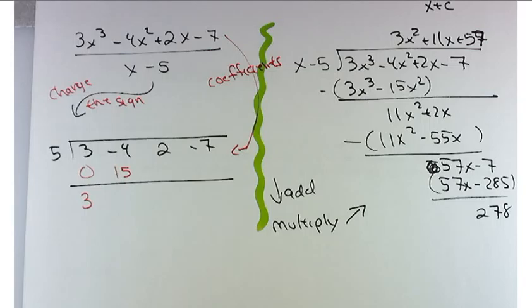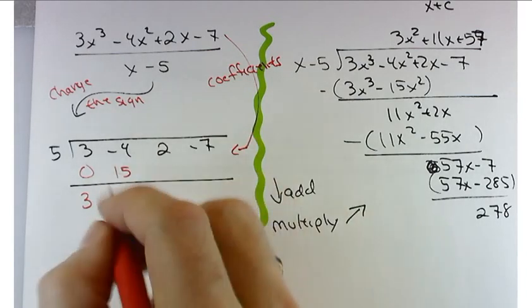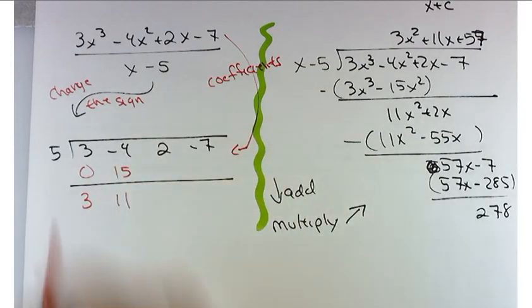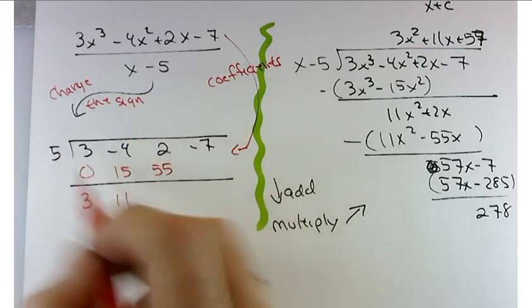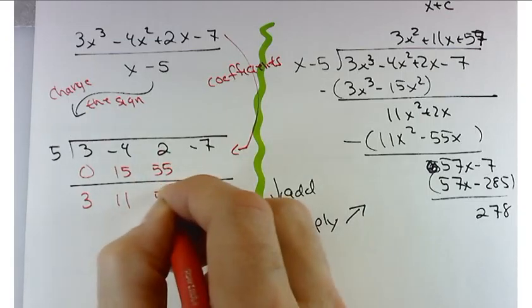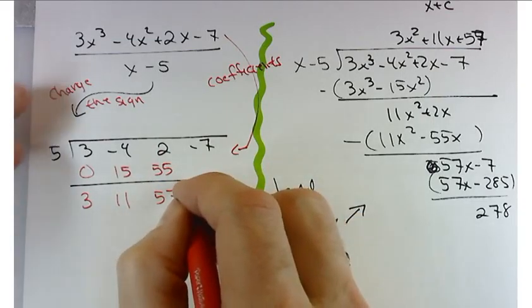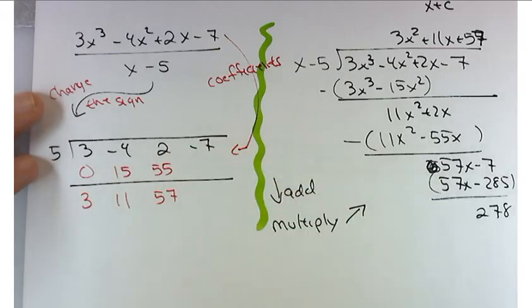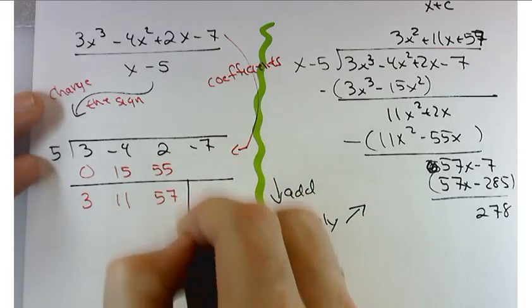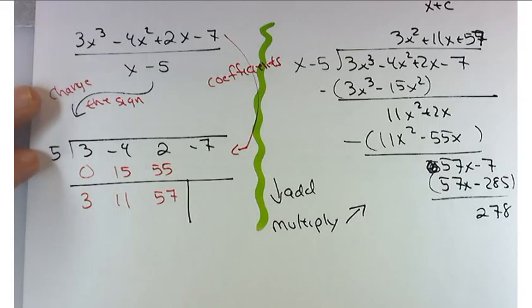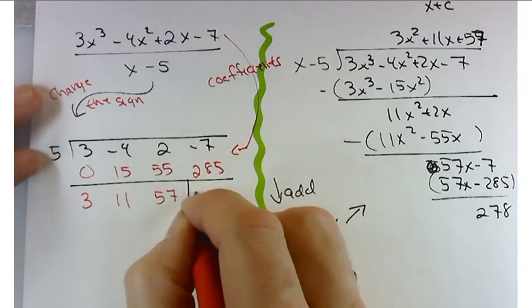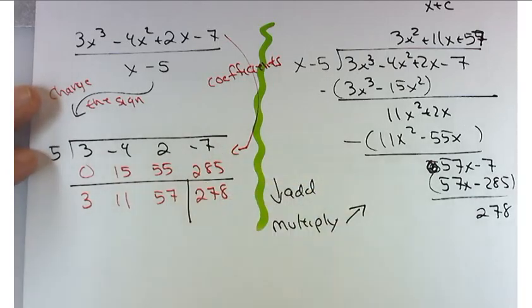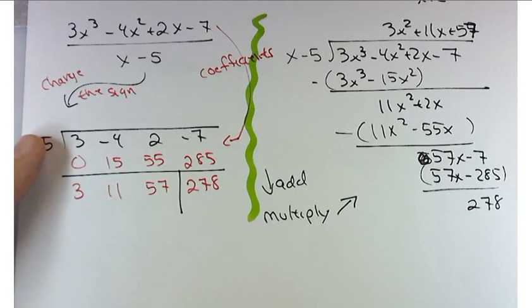Now this process repeats itself. So add going down gives me an 11. Then what? Multiply again. So 5 times 11 is 55. Add going down, 57. Now, between these last two terms, draw a little vertical line. The term that comes next is going to be your remainder. 5 times 57 is 285. Add going down, and you get 278.